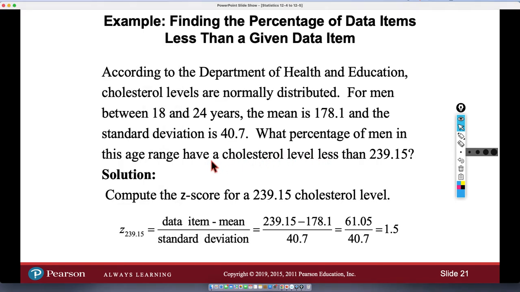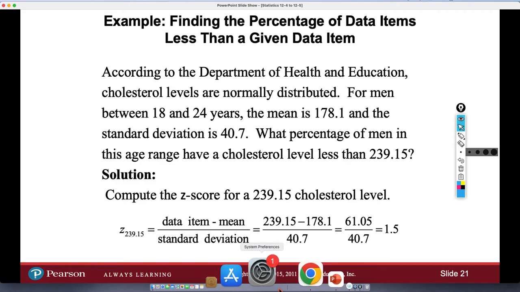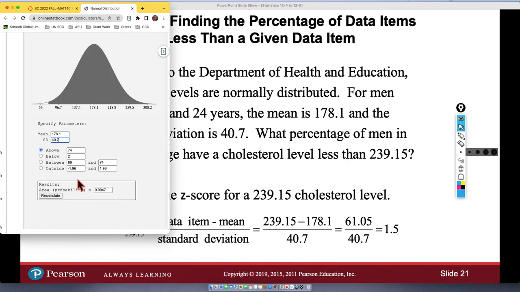And then, what percentage of men in this age range have a cholesterol less than, I didn't read that, because my cholesterol's high, so I always think higher than, so less than 239. Although this tool's real nice because it makes it easy to get either less than or more than. So less than is below a number, so we choose below, and we put in that reading, 239. We hit the calculate button.